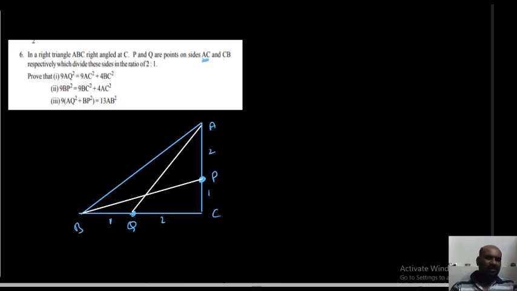Okay, completed. Join with the dotted lines, because it is 1:2, 2:1, this line is not parallel. Okay, what should we prove? Take any one right triangle. I want to prove the first result. From triangle ACQ, a right angle triangle, you know, AQ square equal to AC square plus QC square.